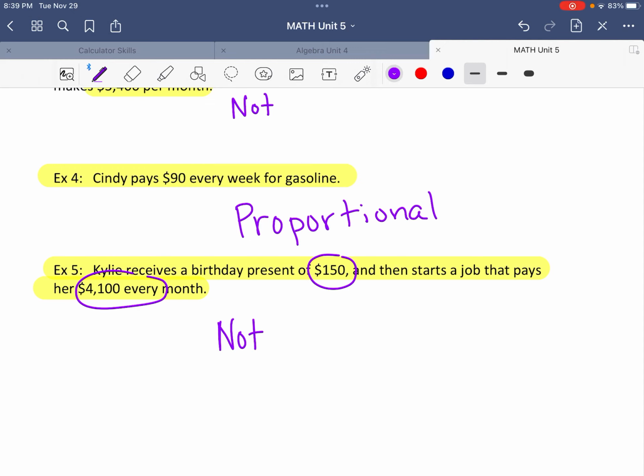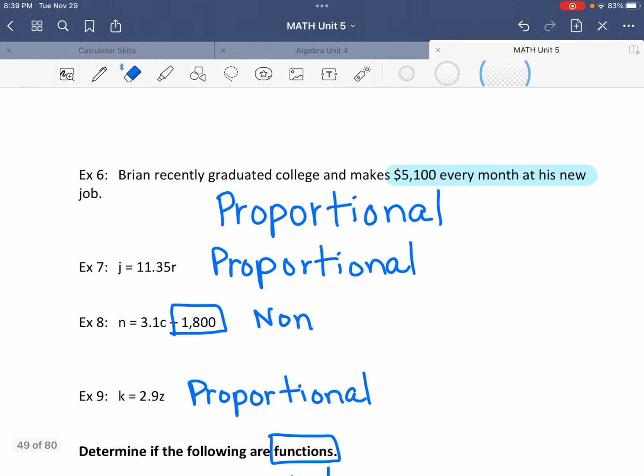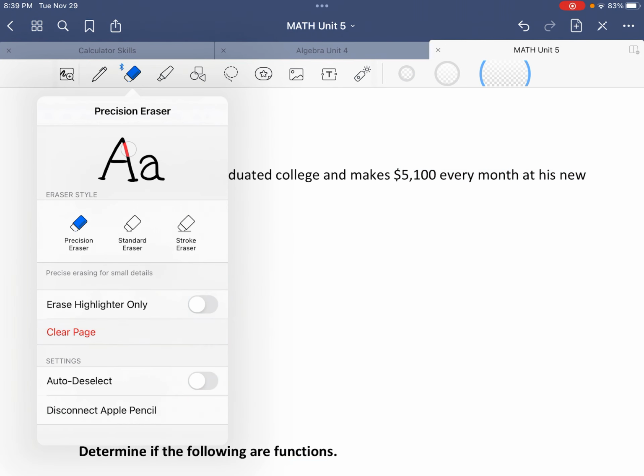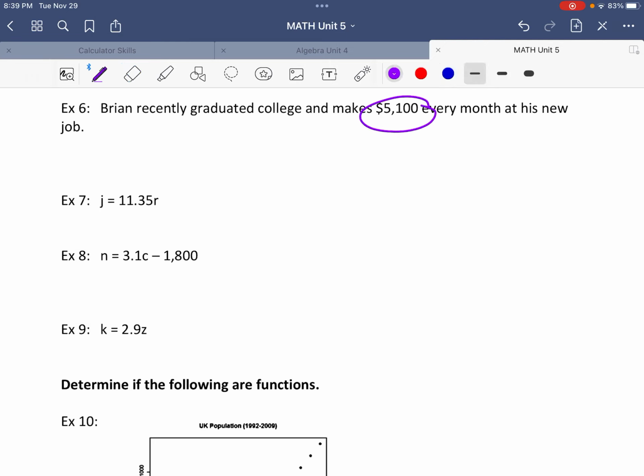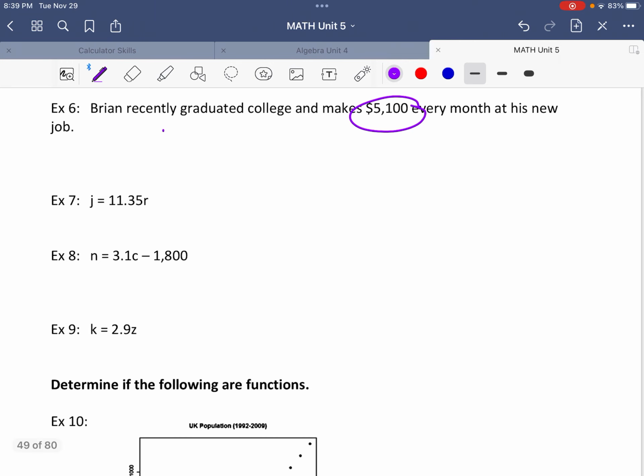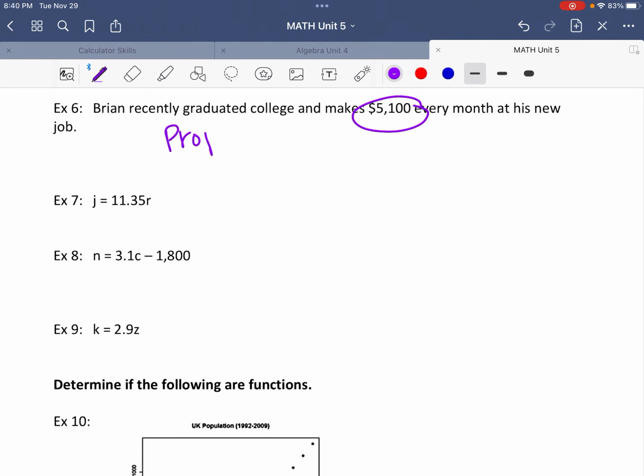All right. Okay, let's turn to the back page of your notes and look at some more examples. Oops, sorry, I forgot to clear my thing out. Look at example 6. Brian recently graduated college and makes $5,100 every month at his new job. That's clearly a proportional relationship. There's no starting amount. It's just $5,100 every month.